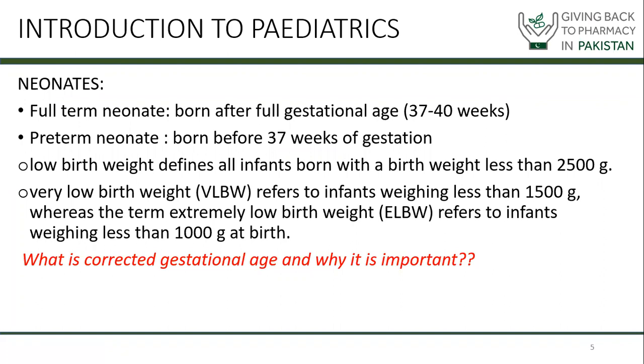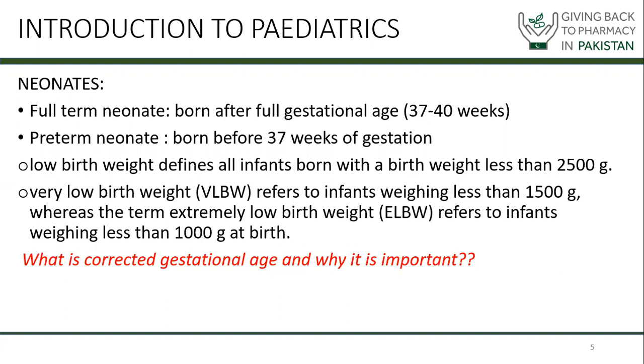Neonates are also divided according to their weight: preterm babies with very low body weight and extremely low body weight. Very low body weight refers to a weight less than 1.5 kg. And if the patient has a weight less than 1 kg, it refers to extremely low body weight.